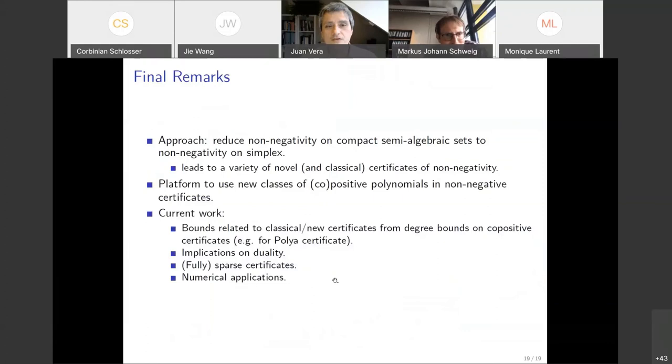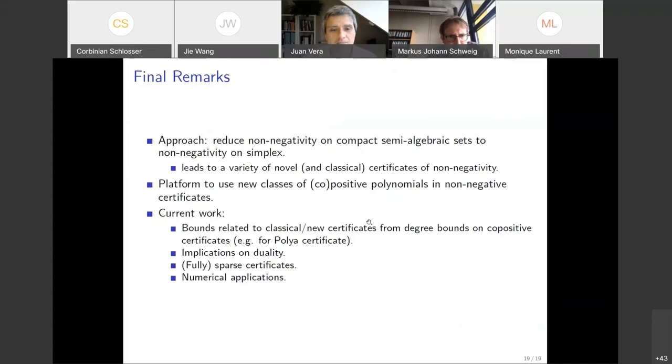So again, our approach is to reduce non-negativity for compact semi-algebraic sets to non-negativity on the simplex, or for general unbounded semi-algebraic sets to non-negativity on the non-negative orthant. And in that way, because we go to the simplex and then we get these non-negativity results, we don't really use sum of squares. We can use any class of non-negative polynomials. So we can use new classes of polynomials to show non-negativity on the simplex, and it's related to all these classes of non-negative polynomials. And then the current work is, as I said, we are working on the degree bounds, so getting degree bounds for all these results.